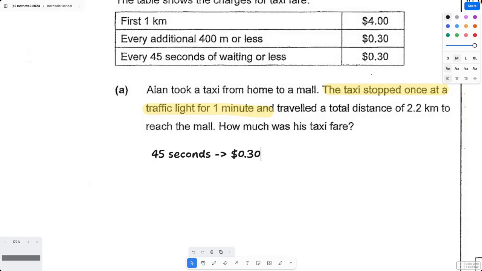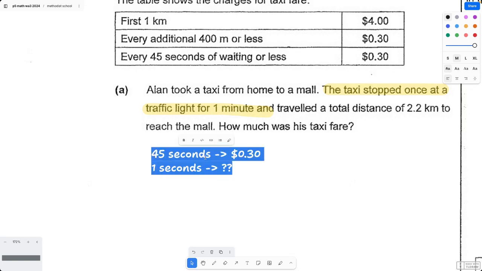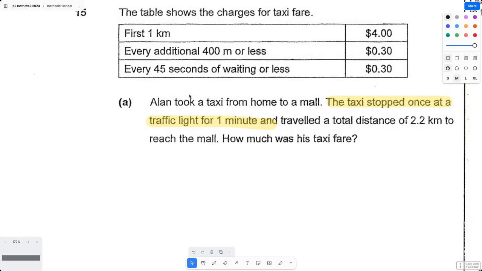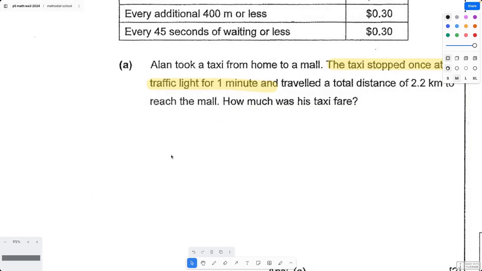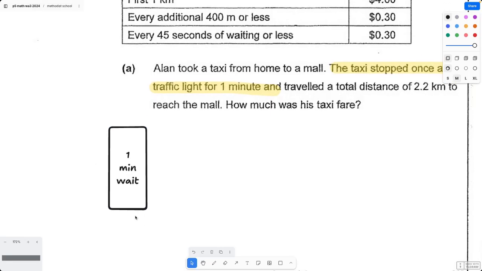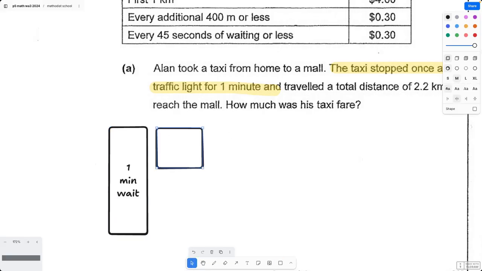Oops, 0.30 cents. So 1 second equals something, right? This is not the correct way, because what we need to do is split it into different blocks. In essence, how I would visualize it is you have 1 minute of waiting, and we have different blocks for it. So in this case, for the 45 seconds, right?